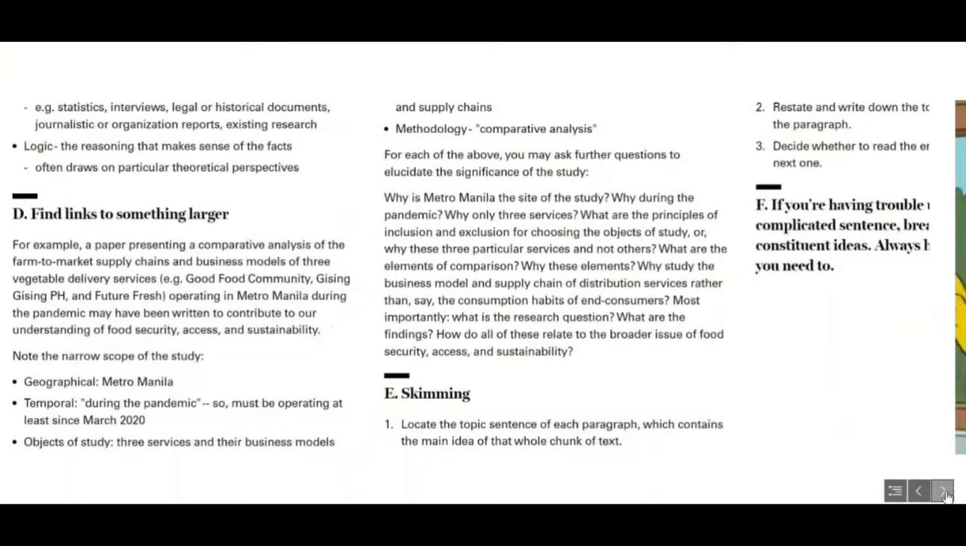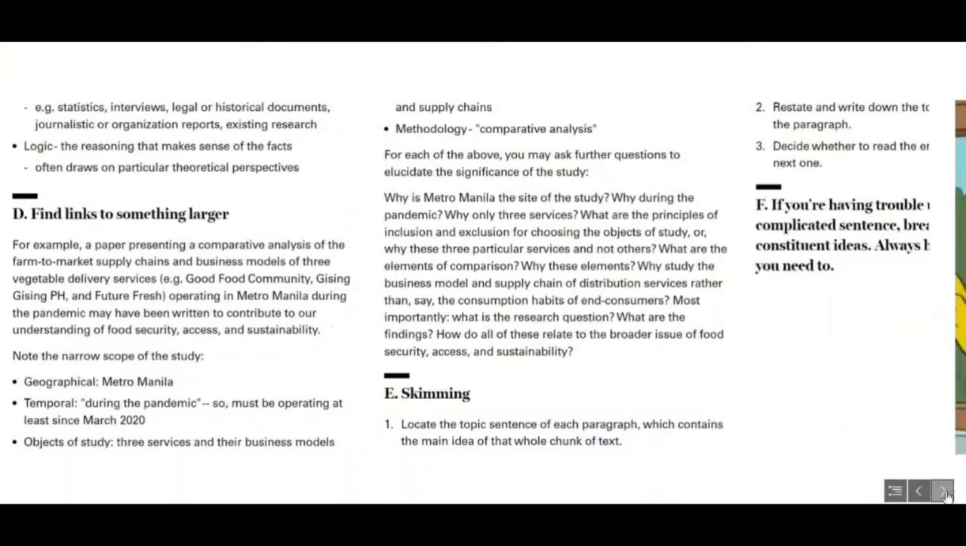Another way of narrowing the scope of your study is limiting the temporal scope. So in the case of this problem, I put during the pandemic. So the services that I would be looking at must be operating at least since March 2020. Kasi I want to look specifically at the changes that were brought about by our transition to more digitally mediated lifestyles because of the social distancing demands brought upon by the pandemic.